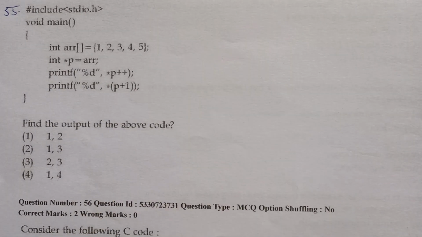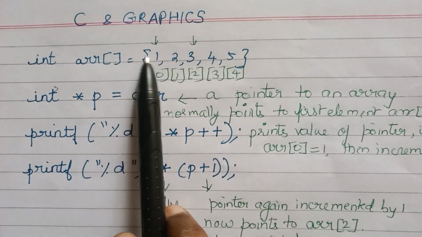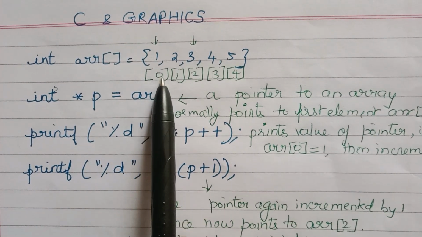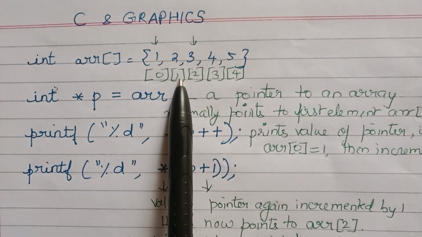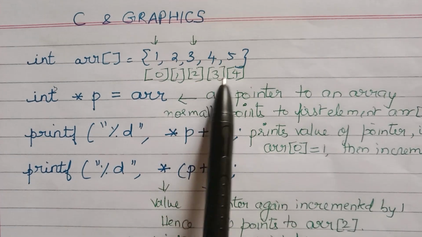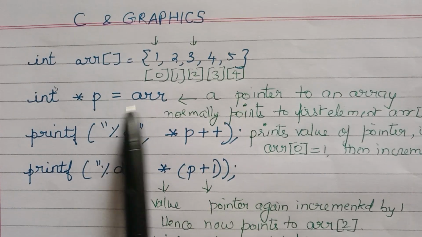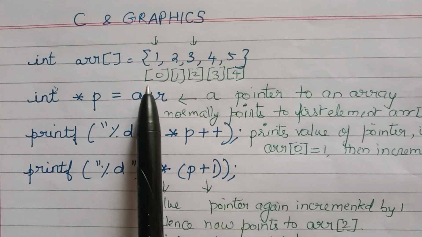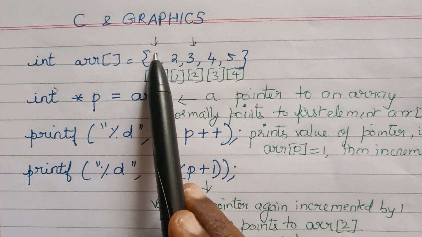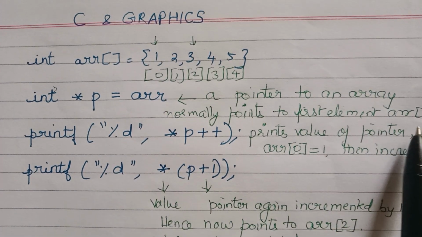Let us see how to solve this problem. Friends, here is the problem. I have written the problem in blue and the explanation in green. Normally in an array, the pointer will point to the first position, the address of index 0. So arr[0] is 1, arr[1] is 2, arr[2] is 3, arr[3] is 4 and arr[4] is 5. Then I gave a pointer to this array. int *p is a pointer that points to this array, normally to the starting position of the array, that is the first element, arr[0].